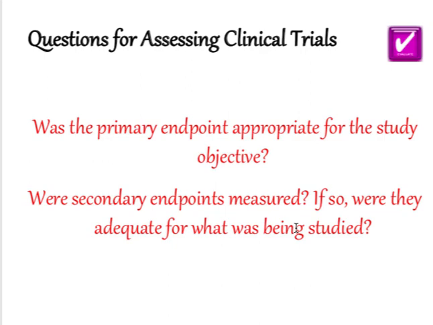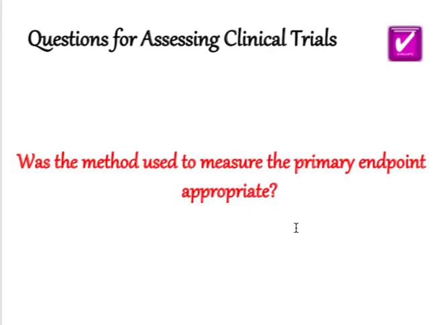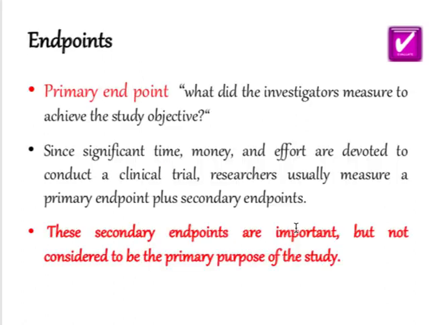So now we will talk about the different types of endpoints in our study. The first question is, was the primary endpoint appropriate for the study objective? Also, were secondary endpoints measured? If so, were they adequate for what was being studied or not? And was the method used to measure the primary endpoint appropriate?